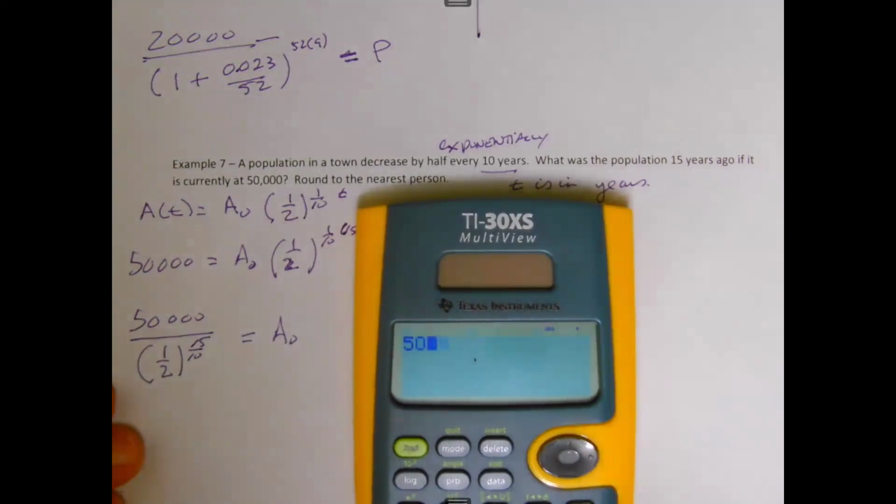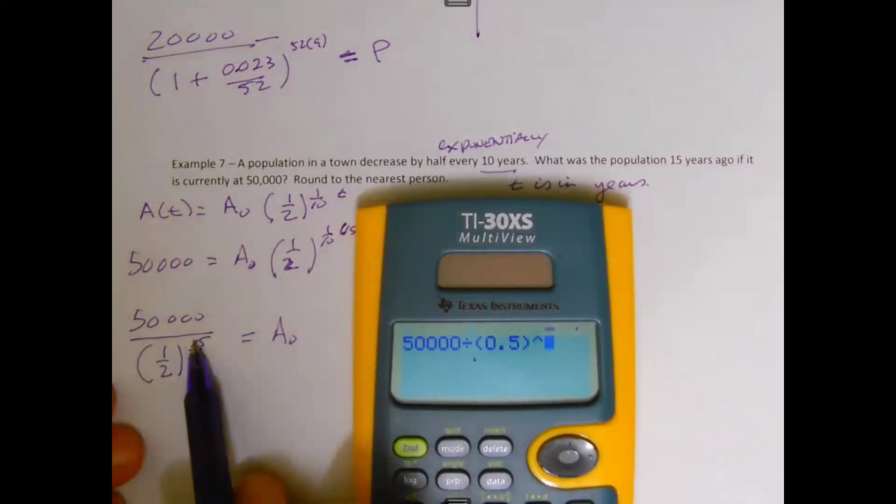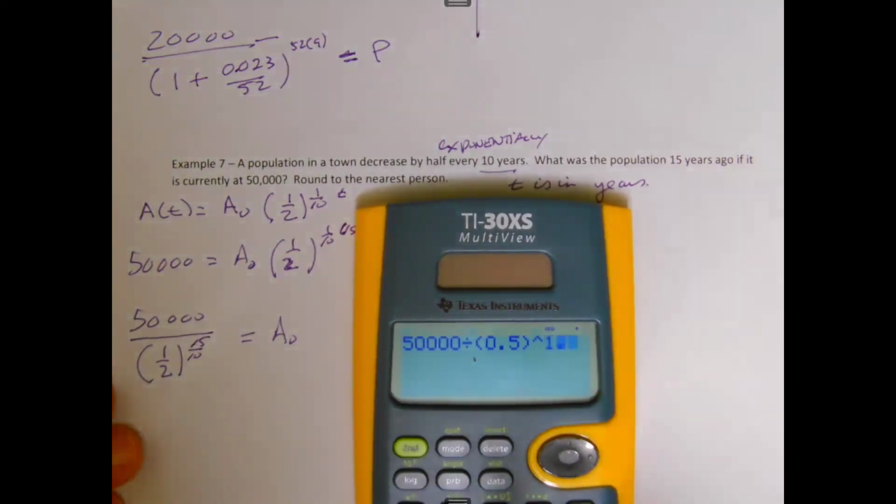So 50,000 divided by, so I'm going to put it in decimal form, 0.5, because they're exact. I can do this exact. And 15 divided by 10 is 1.5.